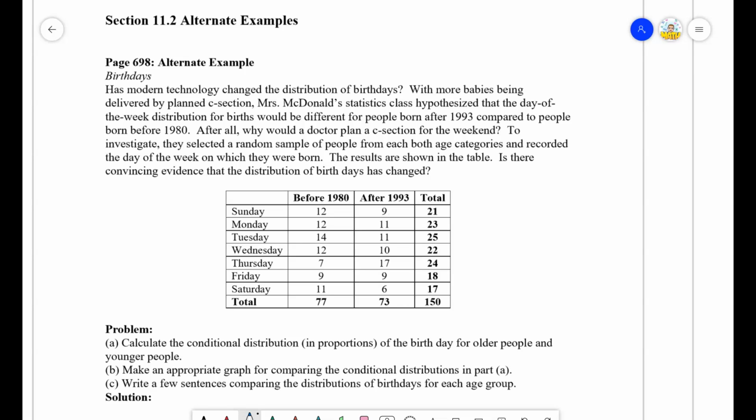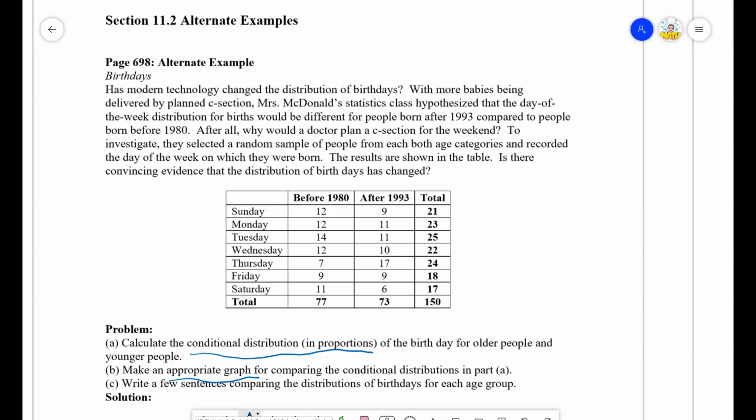The first thing we want to think about here is a conditional distribution in proportions. That'll help us see, do we really see any differences? And then also an appropriate graph. I'll show you what those two things look like. I'm not going to have us do those by hand. That would be something we could use technology for, but I want to look at what that would look like. And then, of course, we want to be able to write a few sentences describing what we see in those two situations.